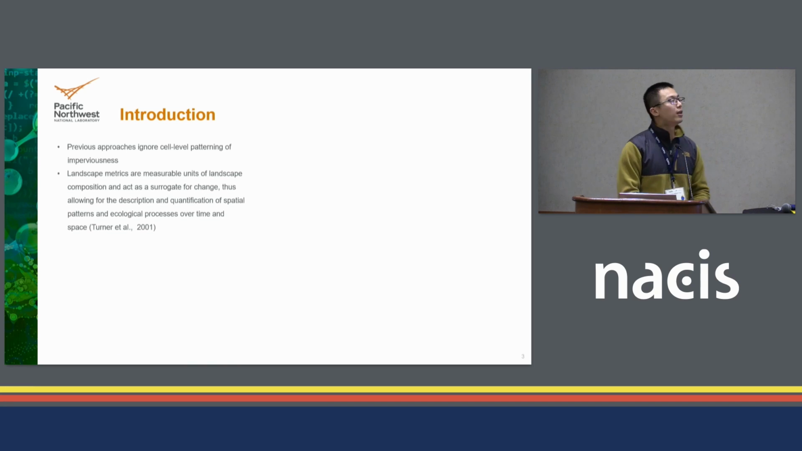Here I'm going to introduce landscape metrics. Landscape metrics are measurable units of landscape composition and act as a surrogate for change, and they can thus allow us to depict and quantify the spatial patterning of ecological processes over time and space.